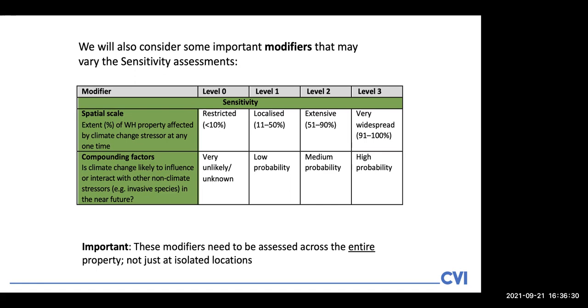The second of these modifiers, the compounding factors, is when we start to see interactions between climate change effects and the effects of other non-climate or indeed other climate stresses linking together. So the sum of the parts being worse than either of the pieces themselves. And here you'll see the categories go from the very highest probability of those compounding factors occurring down to a very unlikely or an unknown issue.